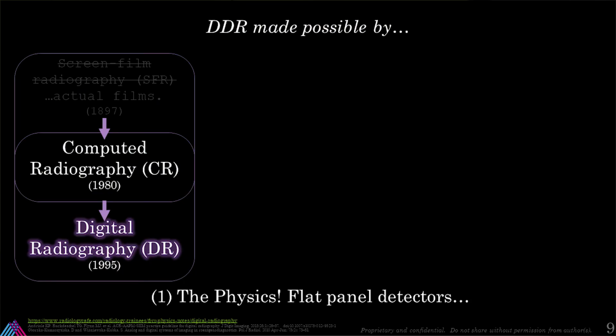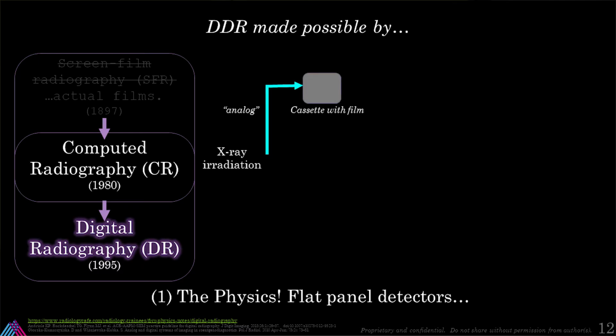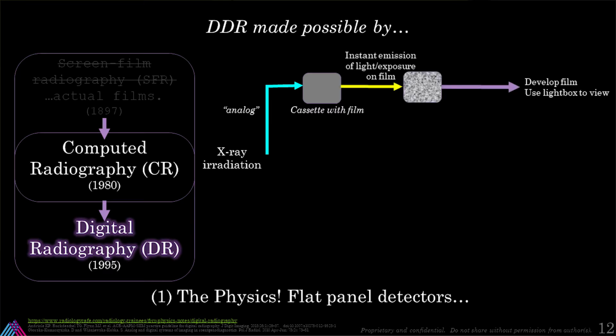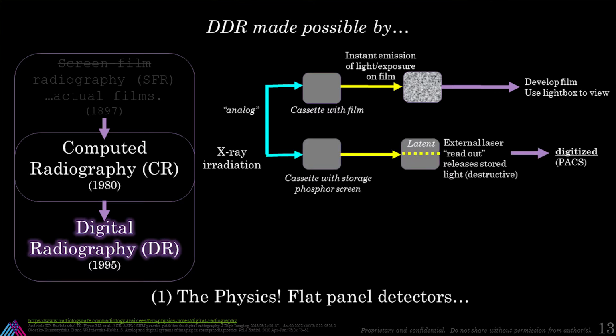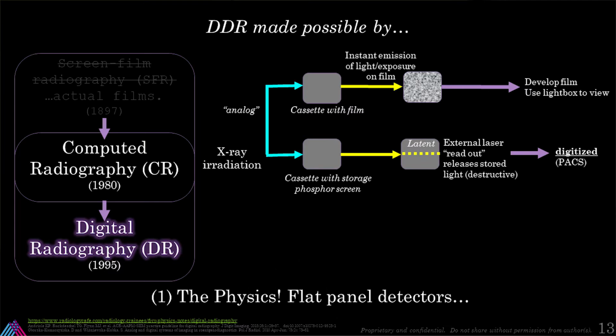You can think of this in terms of analog versus digital. The analog aspect is taking X-ray radiation and applying it to a cassette that contains film inside. You have emission of light and exposure of the film, which requires you to develop it, and then you use a light box to view it. That's analog, ancient times. Then you have a more modern approach, where a cassette has a storage phosphor screen inside. You still need to take that latent image and externally read it out with a laser to convert it into a digitized system, so it goes to your PACS system to read on your computer screen.